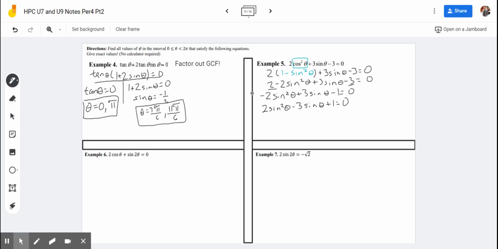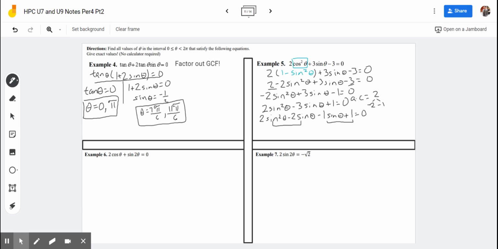So now this just becomes like a quadratic trig equation that we solved before. A times C: we're multiplying the leading coefficient times the constant. So 2 times 1 is 2. Factors that multiply to 2 and add to -3 are -2 and -1. So we'll have 2 sine squared theta minus 2 sine theta minus 1 sine theta plus 1 equals 0, and now we can factor by grouping.